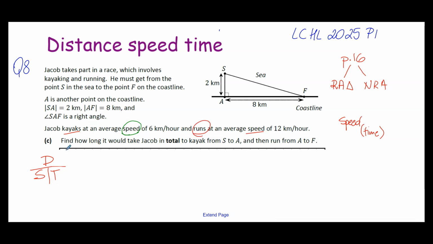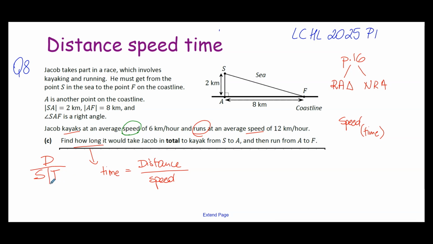Okay, so what is that we have to do? Find how long, that means I am looking for what? Time. It will take Jacob in total to kayak from S to A, so by the sea he kayaks, and then he runs along. So how do we find time? That is distance divided by speed.